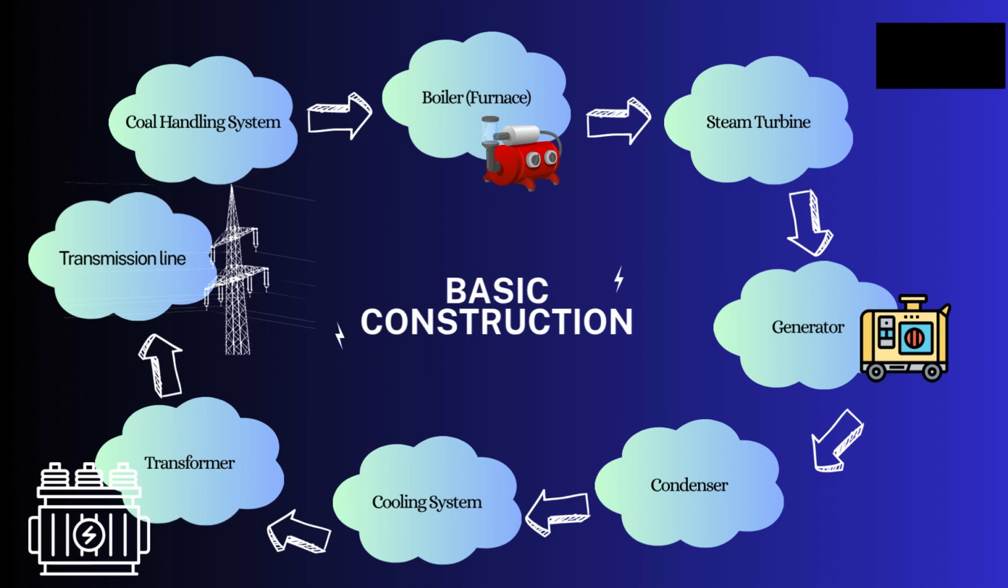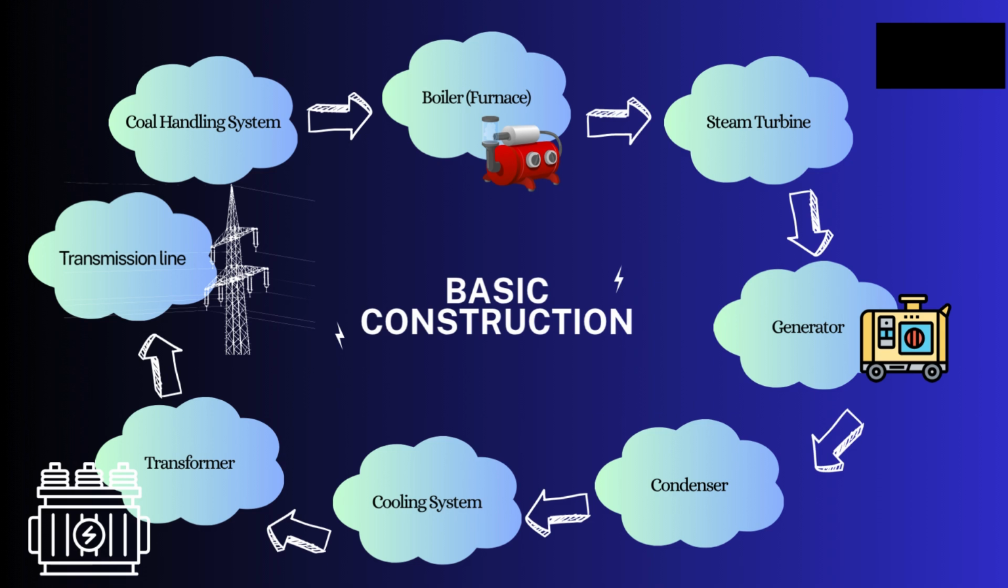Then we move to the generator. The generator converts mechanical energy from the turbine into electrical energy. The turbine shaft is connected to a rotor inside the generator, and the rotating magnetic field induces electricity in the stator windings. We move to the condenser.